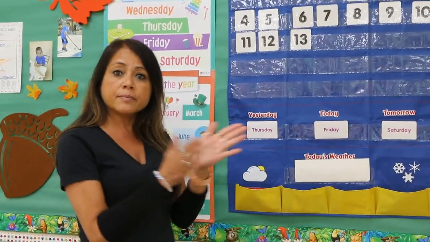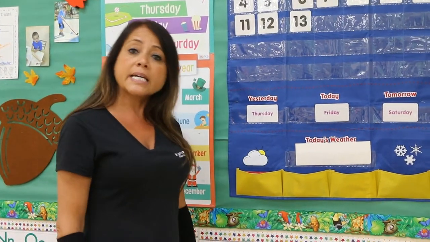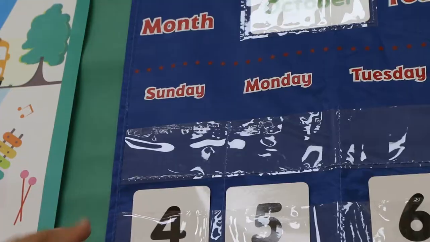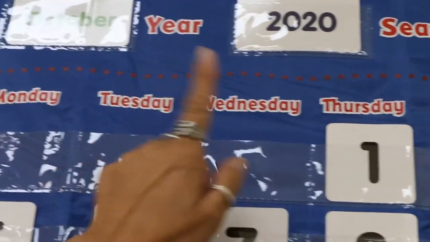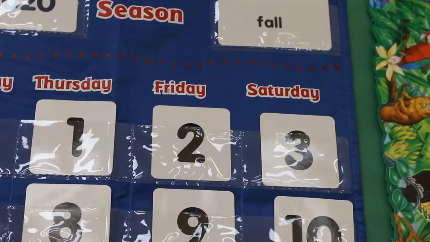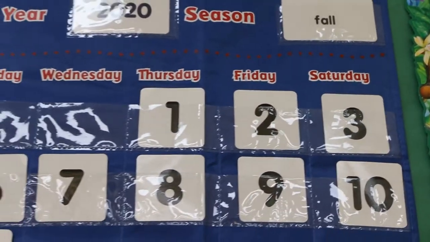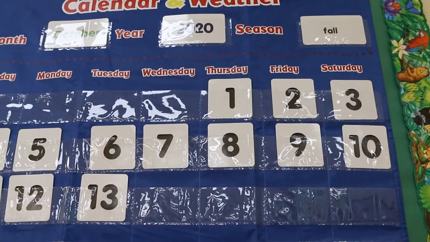Days of the week, days of the week, days of the week, days of the week, days of the week. There's Sunday and there's Monday, there's Tuesday and there's Wednesday, there's Thursday and there's Friday, and then there's Saturday. Days of the week, days of the week, days of the week, days of the week, days of the week.